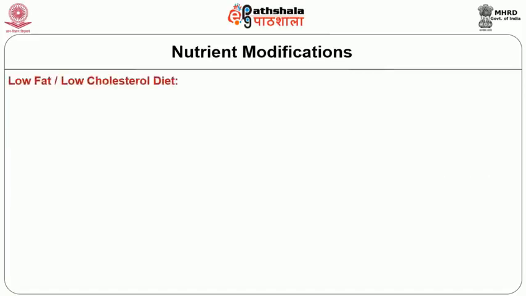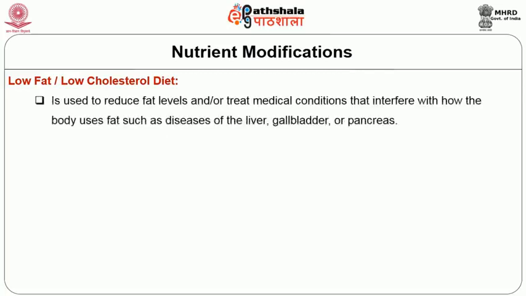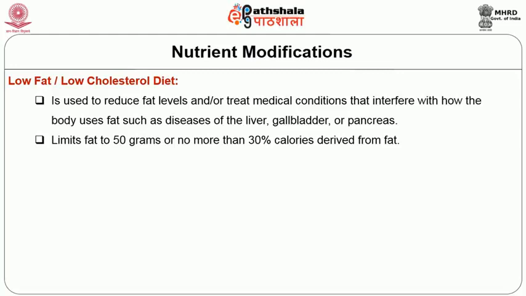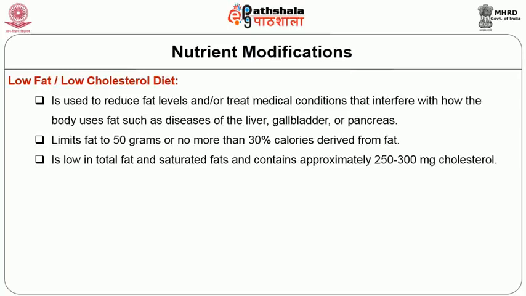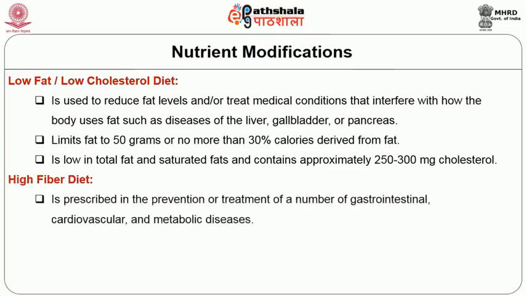Now, when we talk about the low fat or low cholesterol diet, it is used to reduce the fat levels and to treat medical conditions that interfere with how the body uses fats, such as diseases of the liver, gallbladder or the pancreas. It limits fats to 50 grams or no more than 30% of calories derived from fat. It is low in total fat and saturated fats, and contains approximately 250 to 300 milligrams of cholesterol. Next is the high fiber diet, which is usually prescribed in the prevention or treatment of a number of gastrointestinal, cardiovascular and metabolic disorders.